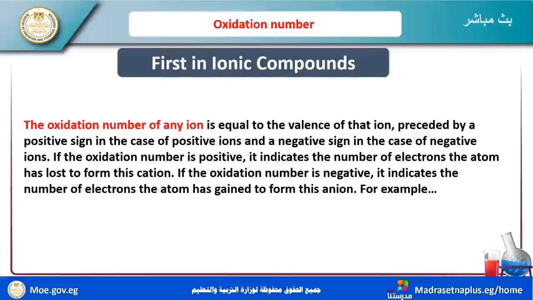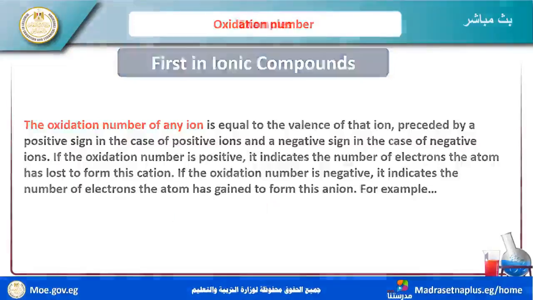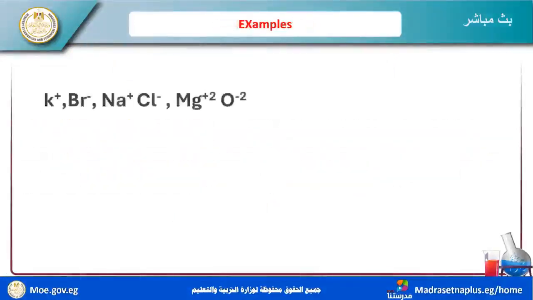Negative sign: in the case of negative ions, the oxidation number is negative, and for positive ions it is positive. It indicates the number of electrons the atom has lost to form this cation. A cation is a positive ion, and an anion is a negative ion. If the oxidation number is negative, it indicates the number of electrons the atom has gained to form these anions. For example, we have these examples.